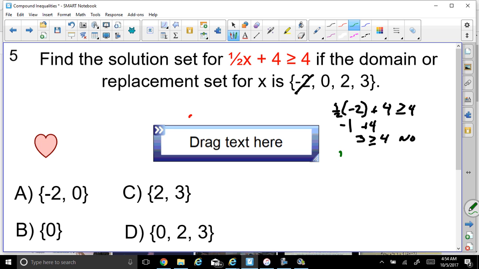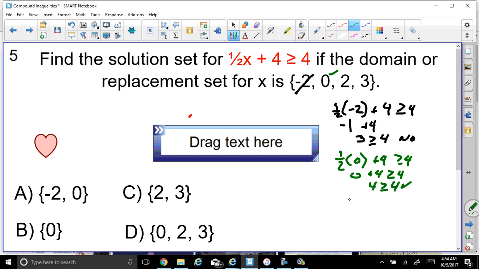Let's try 0. So half of 0 plus 4, and see if that's greater than or equal to 4. Well, half of 0 is nothing. Plus 4, is that greater than or equal to 4? Well, 0 plus 4 is 4, and 4 is equal to 4, so this will work. So yay, we got one that works.